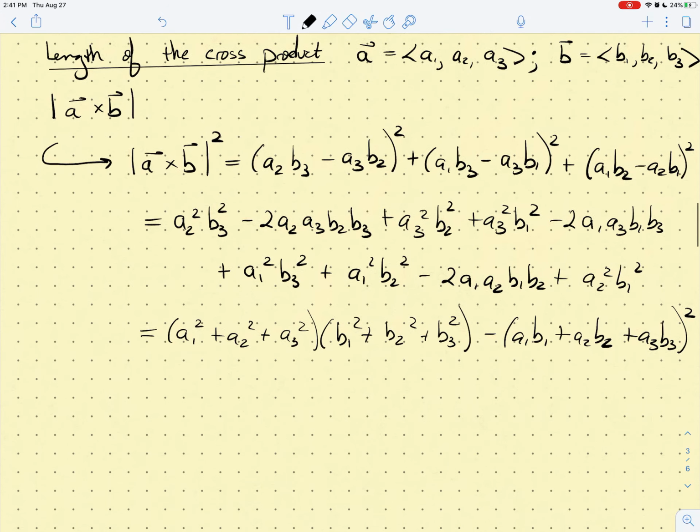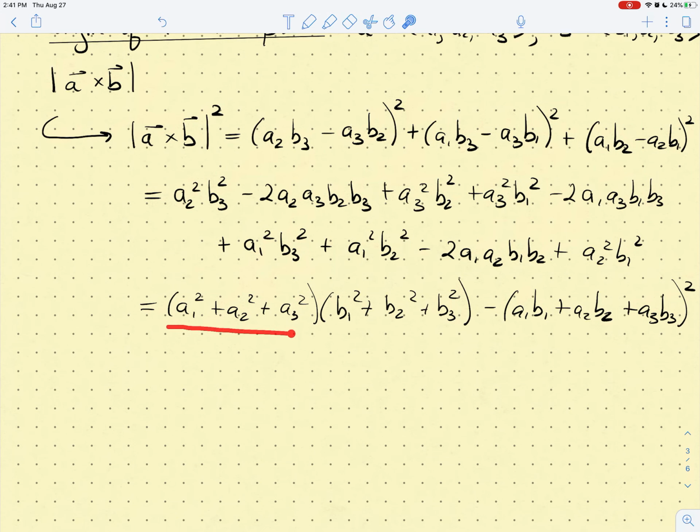And so let's pick it up here. What is this? A1 squared plus A2 squared plus A3 squared. Well, if I threw a square root on that, you would say that is the length of A, and this is length of B. So this, as it stands, is length of A squared. Let's clean it up. This is length of A squared. The next part is length of B squared. And then what is this? This is exactly A dot B, right? This is the dot product between the vectors A and B. A1B1 plus A2B2 plus A3B3. So I get a minus A dot B all squared.